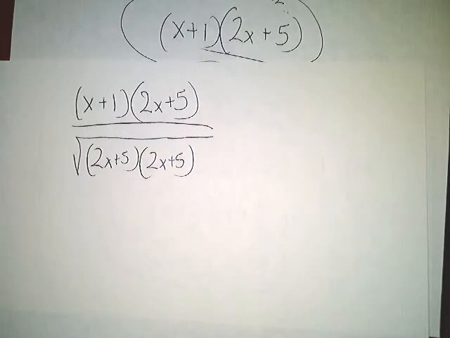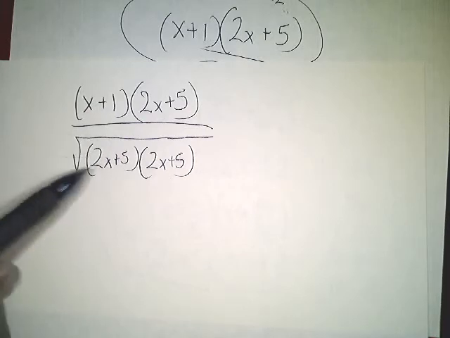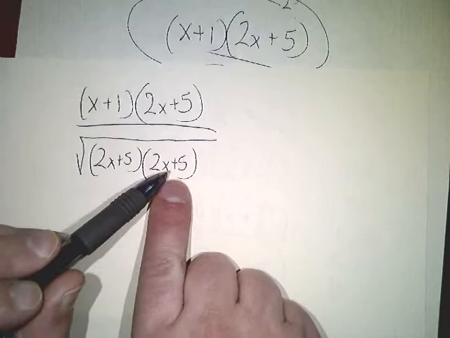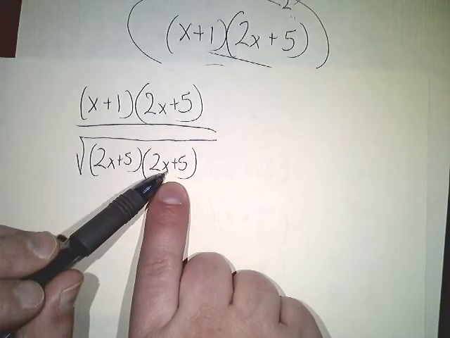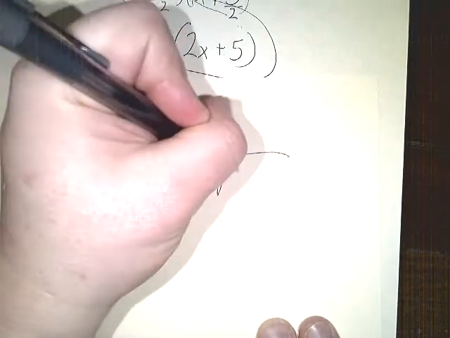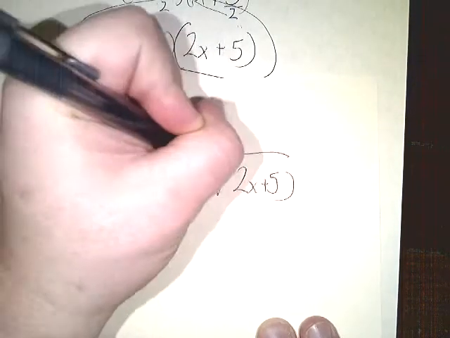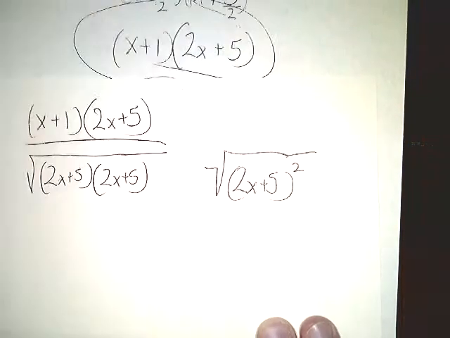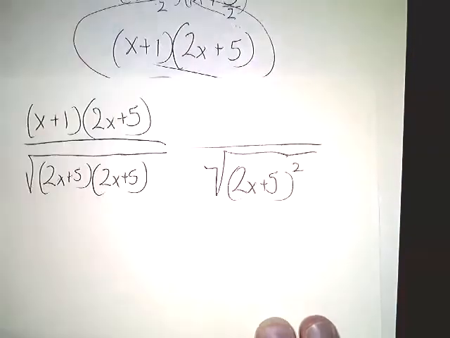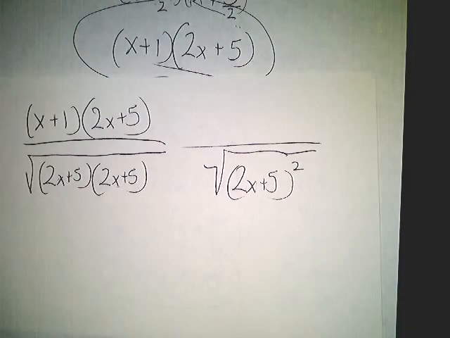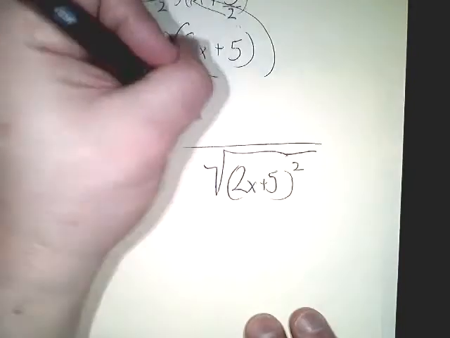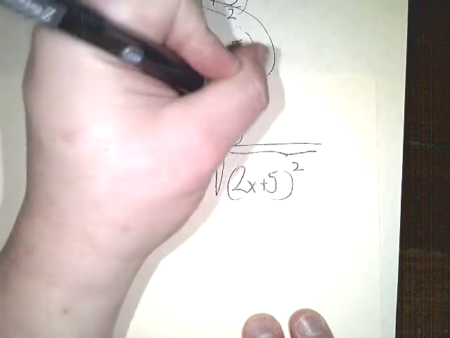That's a lot of work, right? But it still has this little scary square root there. But if you think about it, this 2x plus 5 is exactly the same as this 2x plus 5, which means it's this times itself, which means that the bottom part turns into this. The denominator turns into square root of 2x plus 5 squared, which is a very good thing for us because that will actually cancel out.